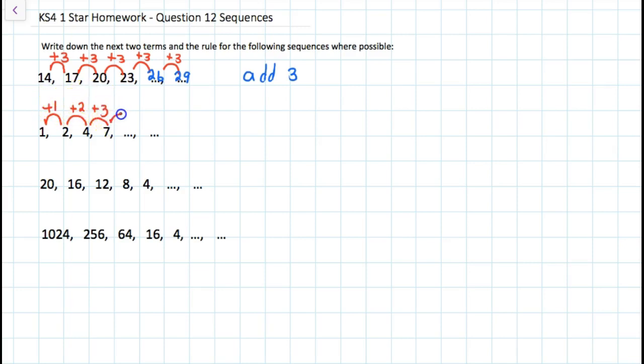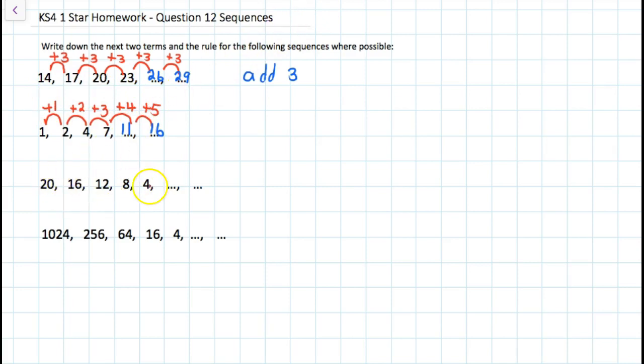It's looking like my next term is going to be found by adding on 4. And the one after that is going to be found by adding on 5. So if we put those in, 7 add the 4 gives me 11, 11 add the 5 gives me 16. A little bit more complicated this time to describe this rule, so we're going to leave this at this level. Going on to the next one.